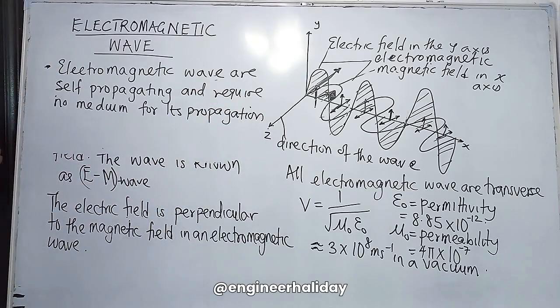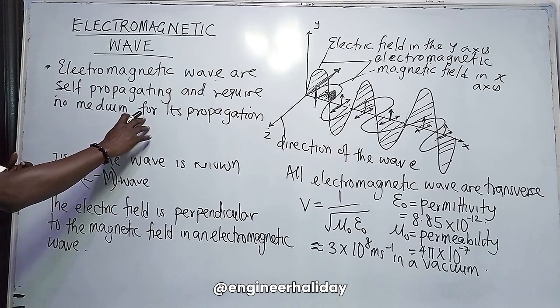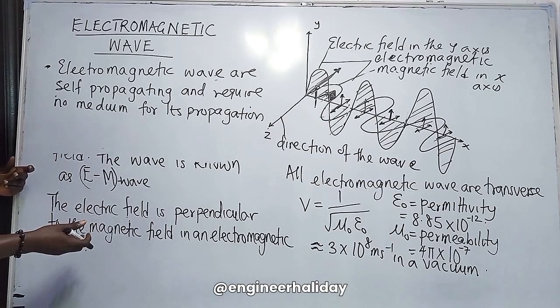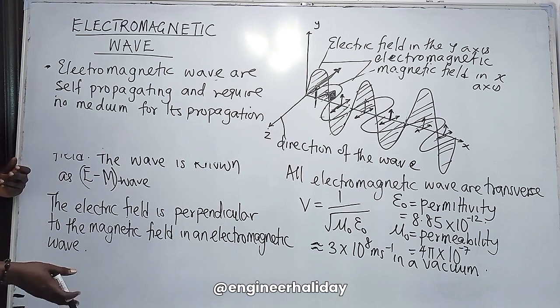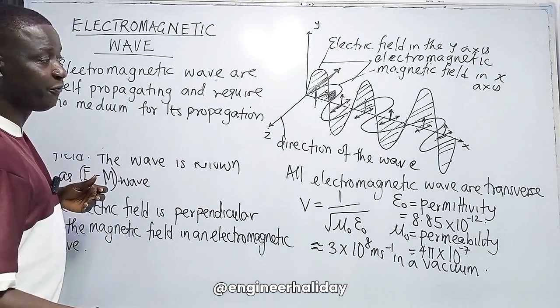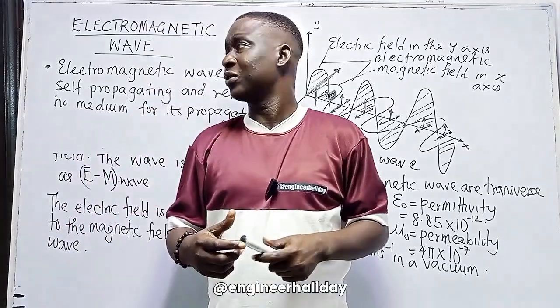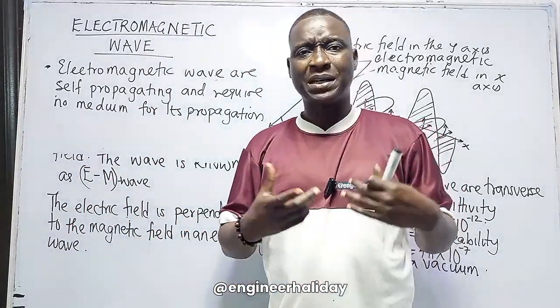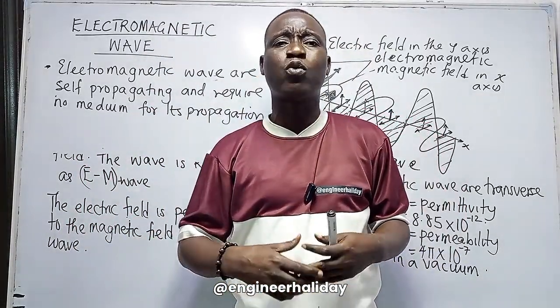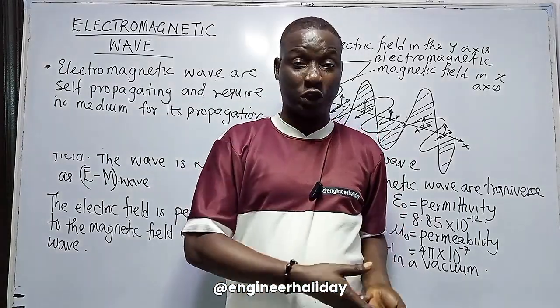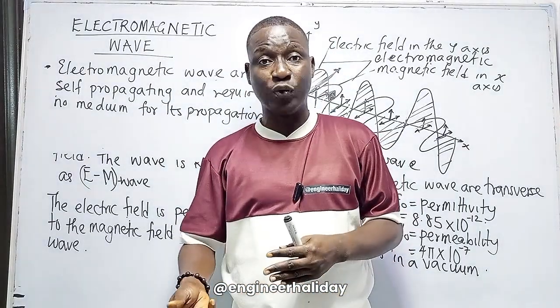So for them to travel, they don't require a medium. That means they can travel on their own through air, through solid, and even through vacuum. You must have heard of mechanical waves. Mechanical waves are waves that require a medium for their propagation, and they can be either longitudinal or transverse waves.